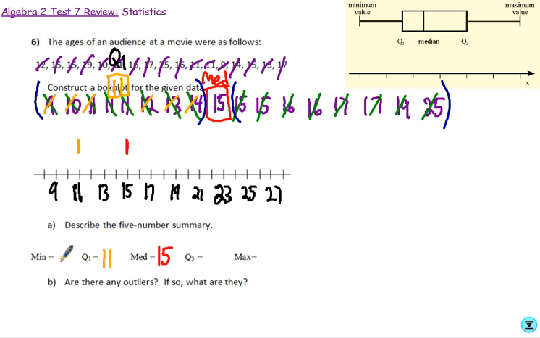What's our minimum? Our minimum means the smallest number, which in this case would be 9. So that's our smallest number. What's our biggest number, our maximum? Well, it looks like it's 25.